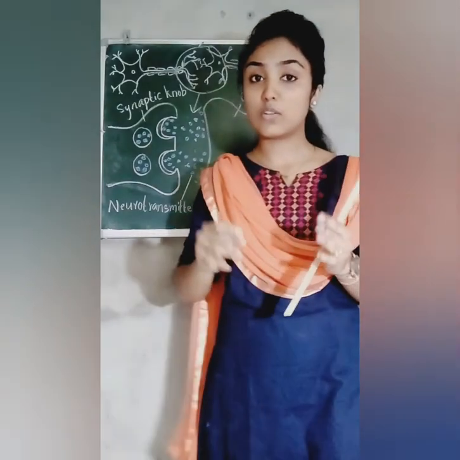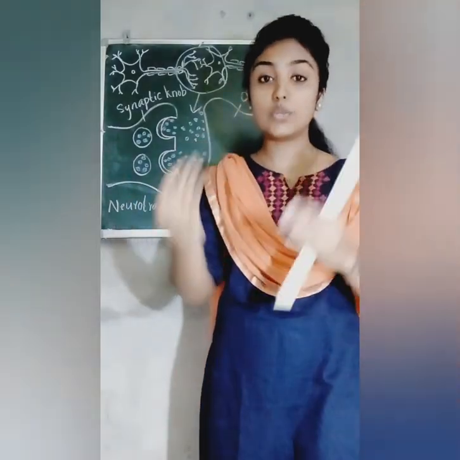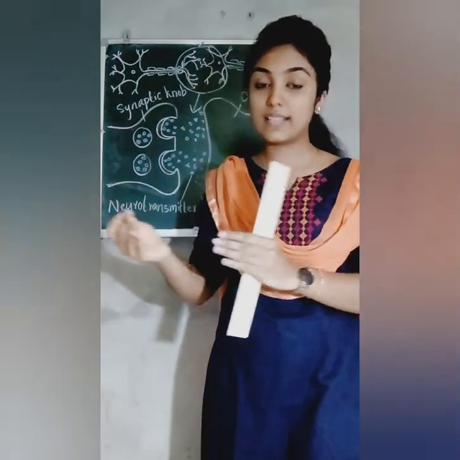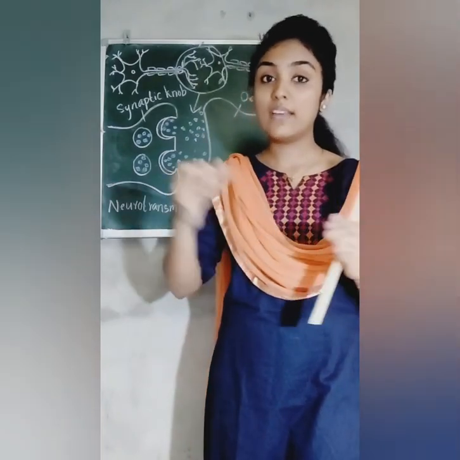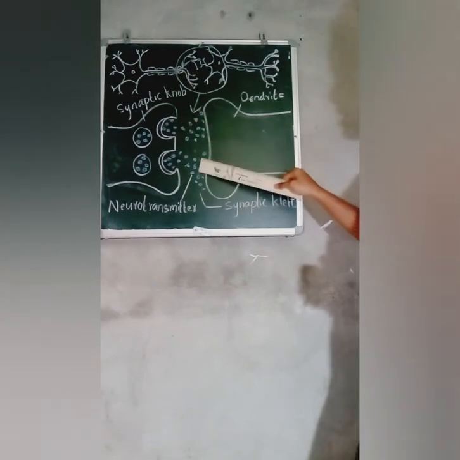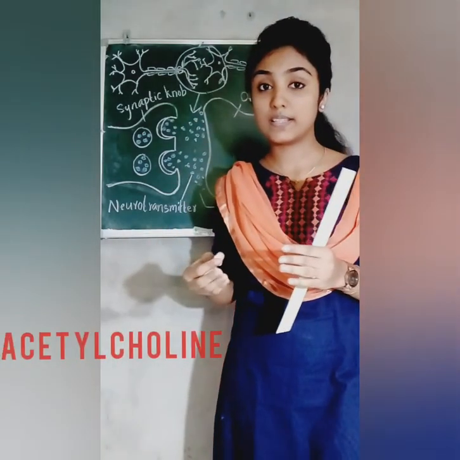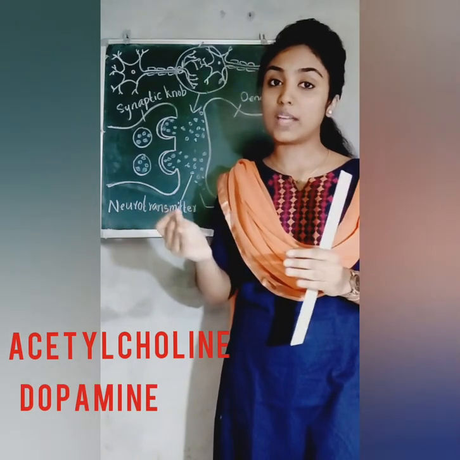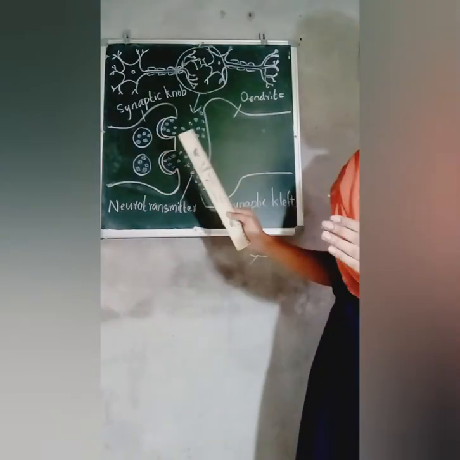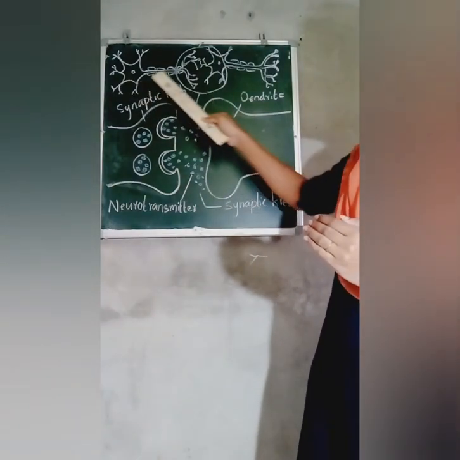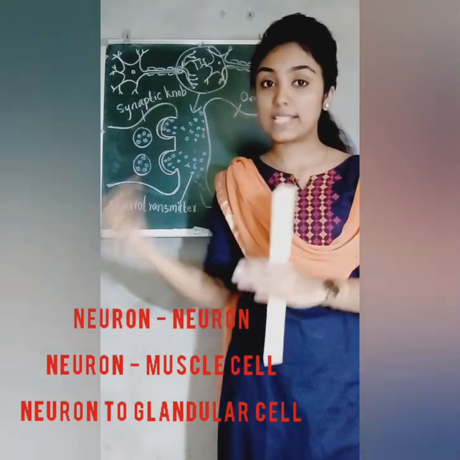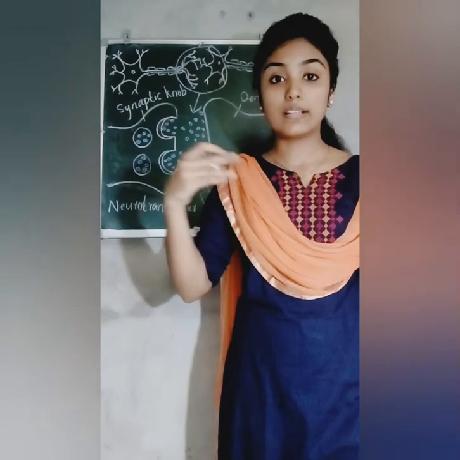These impulses are not only transmitted between two neurons, but also between a neuron and a muscle cell and between a neuron and a glandular cell. Some examples of neurotransmitters are acetylcholine and dopamine. So this is how impulses are transmitted from one neuron to another neuron, or from one neuron to a muscle cell, or from one neuron to a glandular cell.